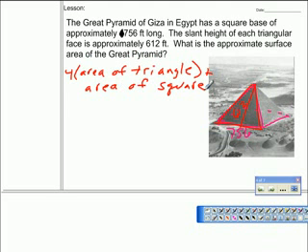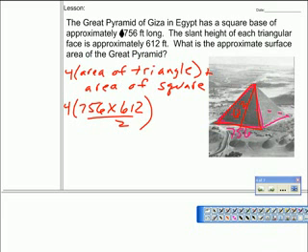So to do this one, we have 4 times the area of the triangle. The triangle is base of 756 times the height of 612 divided by 2. What's the shortcut here? 4 divided by 2 is 2, so it cancels. So we can just do 756 times 612 times 2. And then to that we're going to add 756 squared.